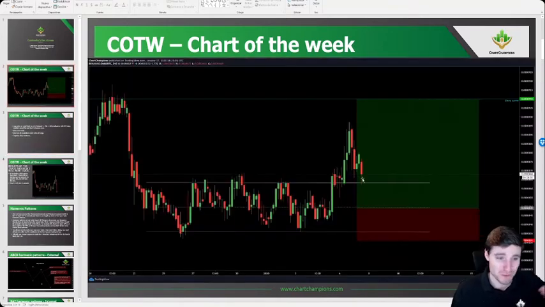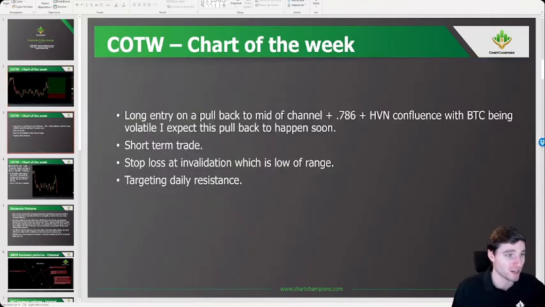But this was my thinking, that we had just broken outside of this range. I was foreseeing this low to be taken. Okay, although I was thinking it would help me. I wasn't wanting to see the massive move to the downside, but a long entry on a pullback to the middle of the channel I wanted, which is also confluence with the 786 and also confluence with a high volume node, that stands for, by the way.